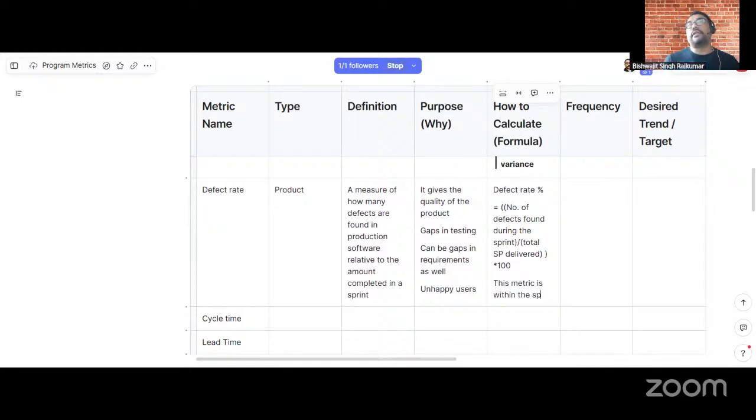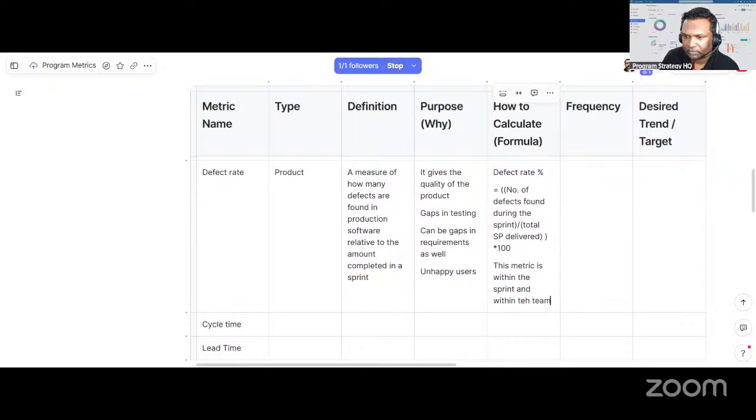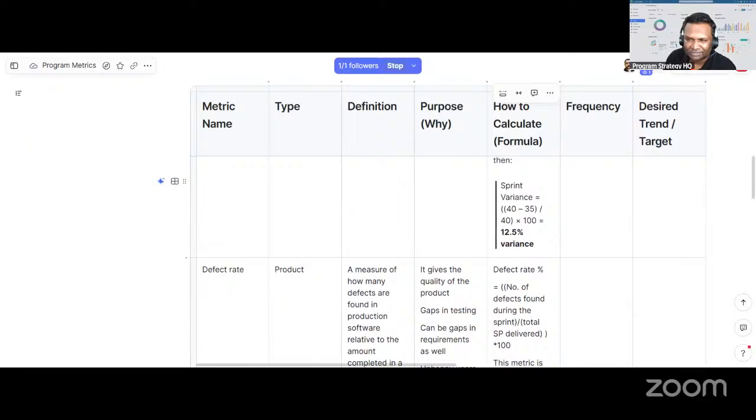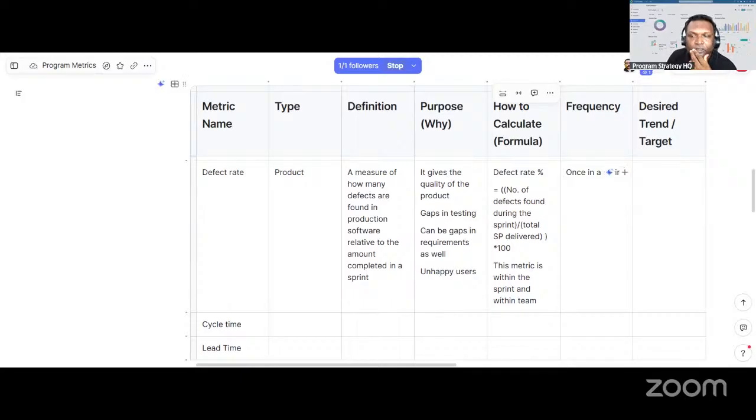Every sprint, I think, will have a different defect rate. One is internal to the team, how we are performing, and the other one is this leakage, how it is with respect to the users. Okay, frequency: once in a sprint, right? Yeah, just a single one per sprint.